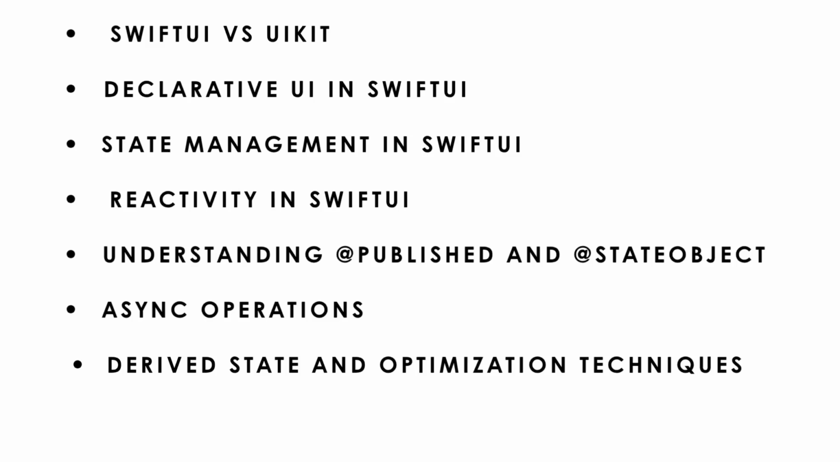Next is, what is a declarative UI and how does SwiftUI implement this concept? Declarative UI focuses on declaring the UI's end state based on data, with SwiftUI managing updates automatically. SwiftUI uses @State and other property wrappers to handle UI changes. Next is, how does declarative UI differ from imperative UI and why is it useful in SwiftUI?